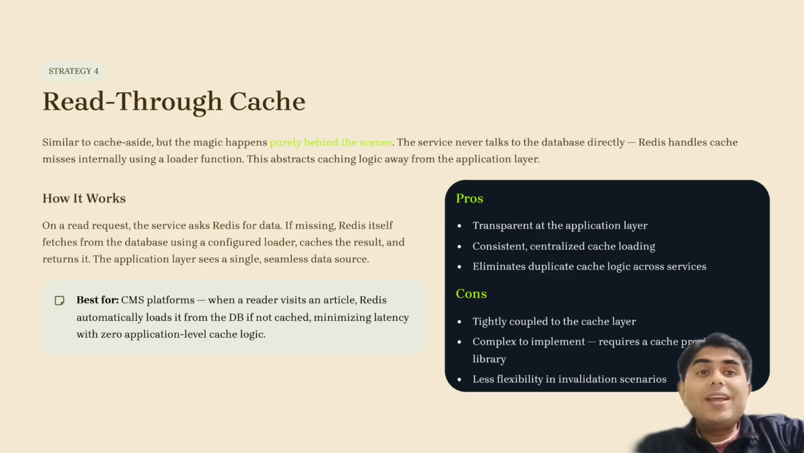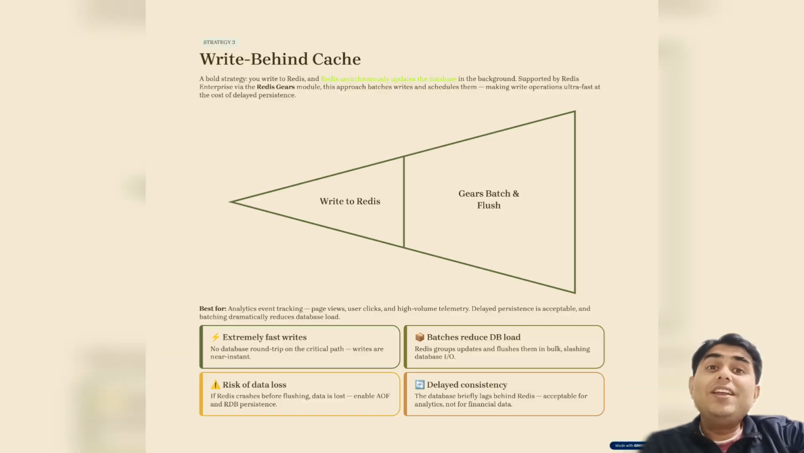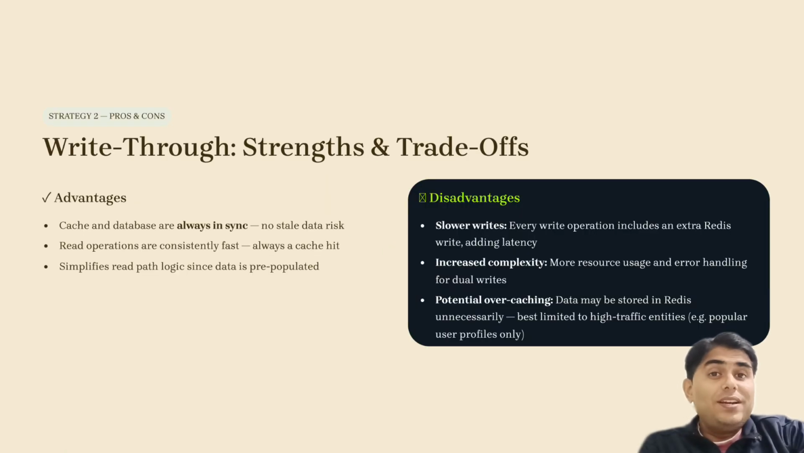The application does not directly access the database. The application only fetches from Redis. If there is a cache miss, if no cache is available, then Redis loads data from the DB, stores it in the cache and then returns the data. The application does not know the database exists. Everything is managed by Redis. Advantages: cleaner code, centralized cache logic, less duplicate code. Disadvantages: more complex, need a cache provider, harder debugging.